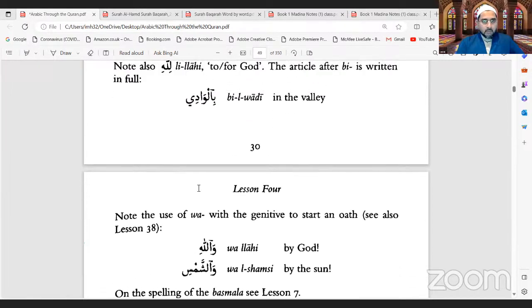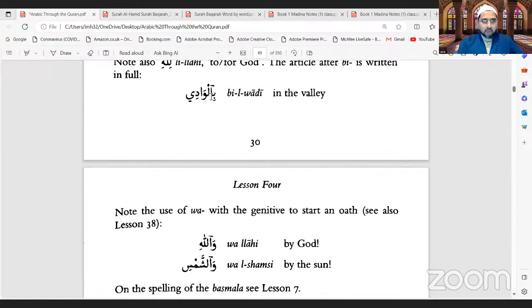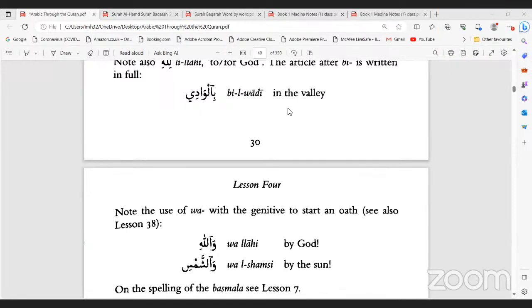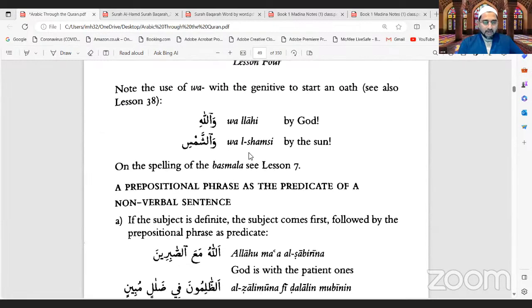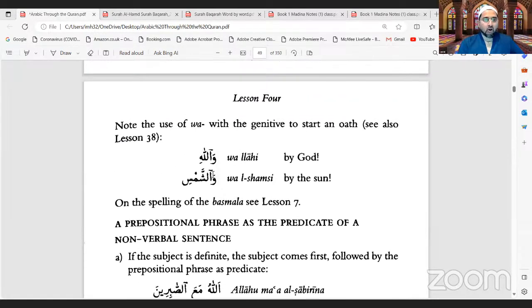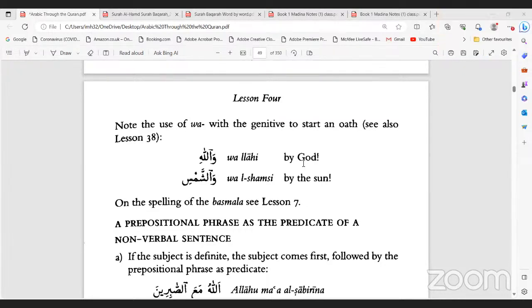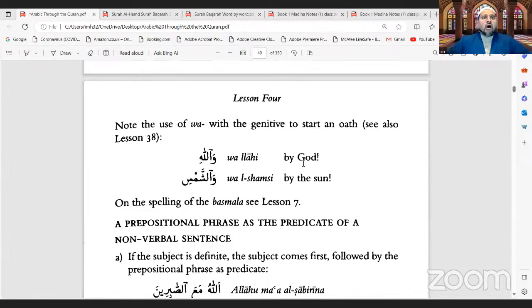Right, okay. And then we have bil wadi, which means in the valley, and ba is coming there. Now over here, the root word for Allah subhanahu wa ta'ala is ilahun. La ilaha illallah. Ilah means God, and Allah has the alif lam, so it becomes Allahu.